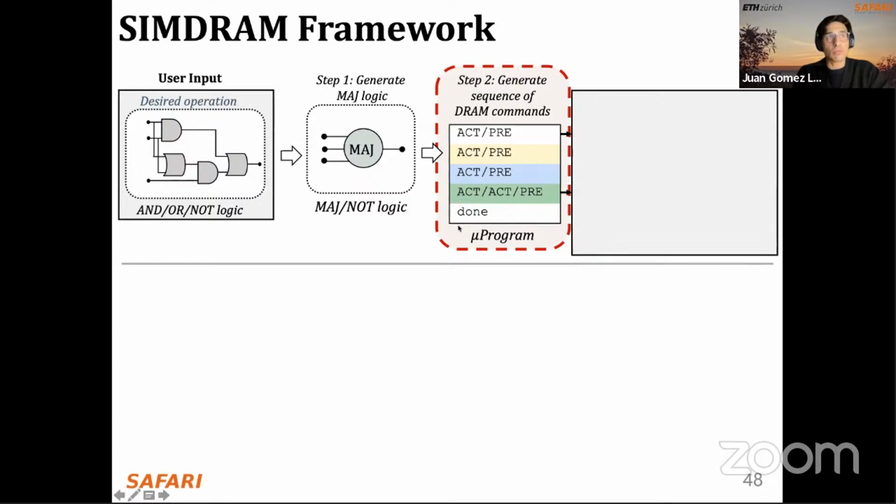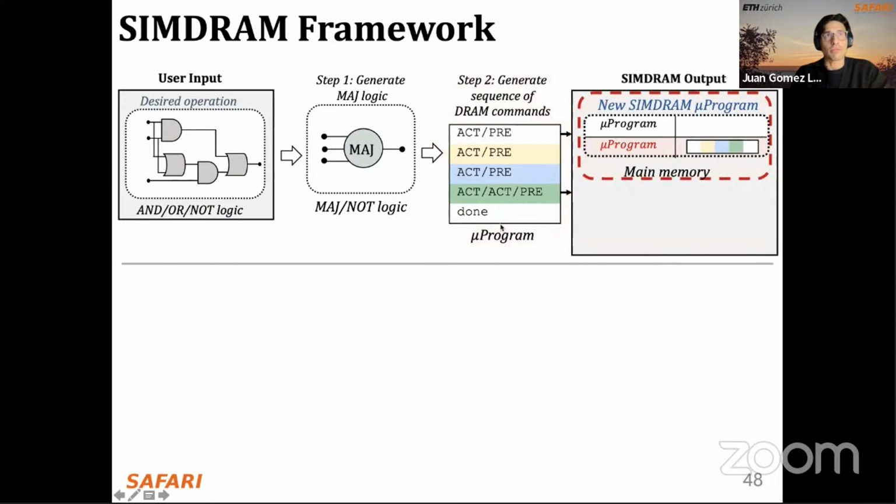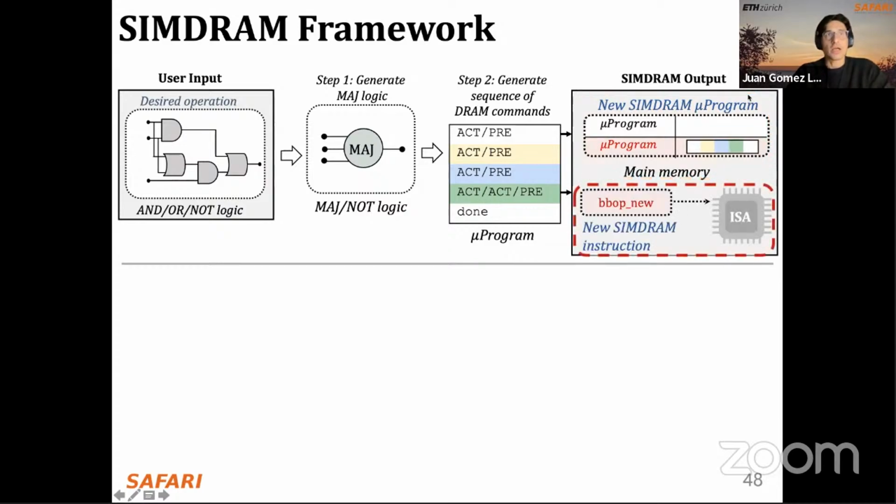Notice that at the end of the microprogram, we have a special instruction that only the memory controller understands. This is not sent to DRAM. It's the done, or it could also be a halt instruction, to indicate that this is the end of the microprogram. With this microprogram, we essentially generate the new SIMDRAM operation. We can store this microprogram in main memory and use it whenever it is needed.